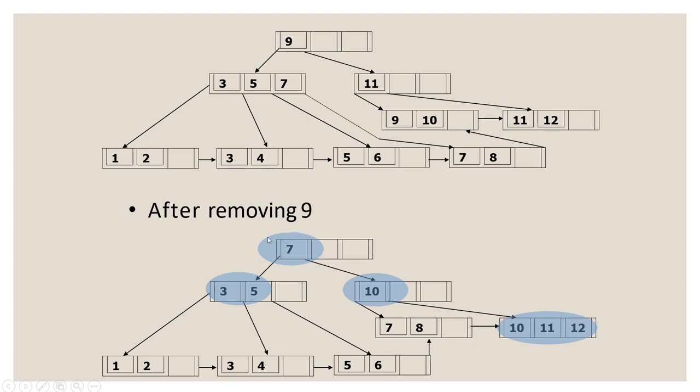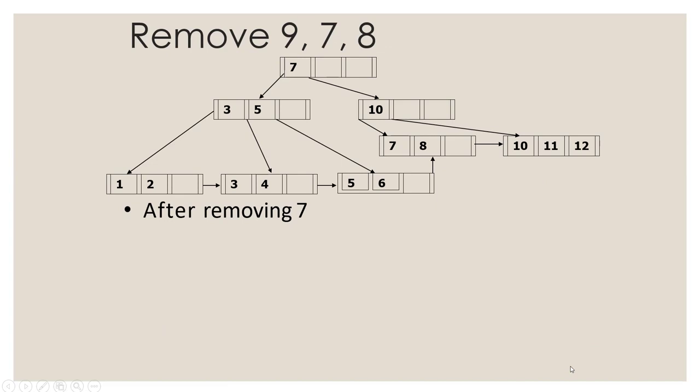Because this root node has 2 children, and then each of these are at least half full. This is totally full. Okay, next we're gonna remove 7.